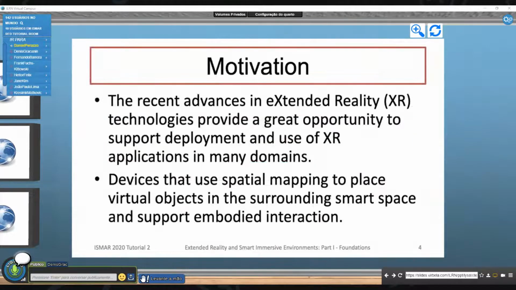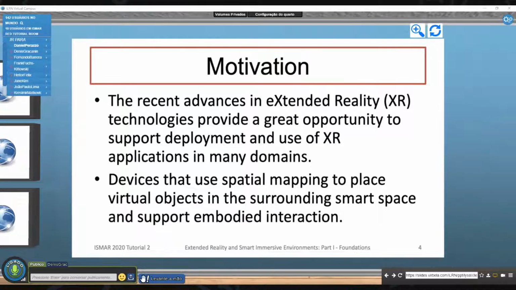So why do we want to do that? What is the motivation? The recent advances in extended reality technologies provide a great opportunity to support deployment and use of extended reality applications in many device domains, because we have also many devices that use spatial mapping to place visual objects in the surrounding smart space, support and building interaction. So therefore, there is a critical mass there in terms of relatively affordable and relatively accurate devices, including various extended reality headsets that can then be used to support necessary capabilities.